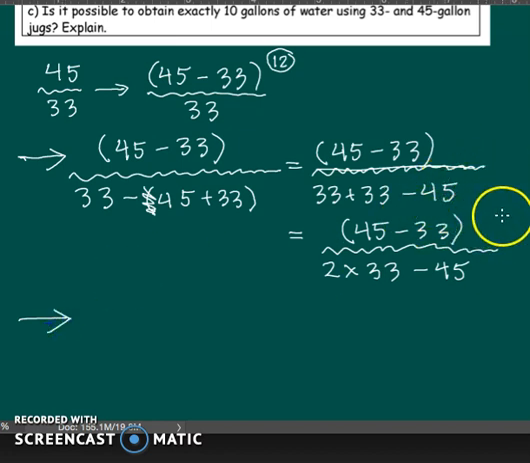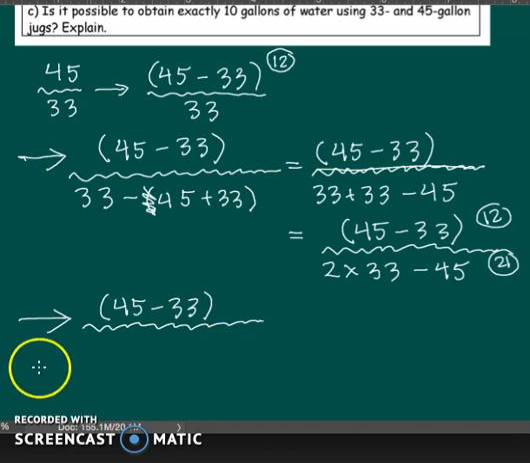And let's make a note that 45 minus 33 is 12, and this comes to 66 minus 45, which is 21. Okay, just so we can see which one's bigger. So I'm going to leave the top as it is, 45 minus 33. And on the bottom, this is getting complicated, I'm going to subtract 12 again. So I'm writing 2 times 33 minus 45 minus 45 minus 33.